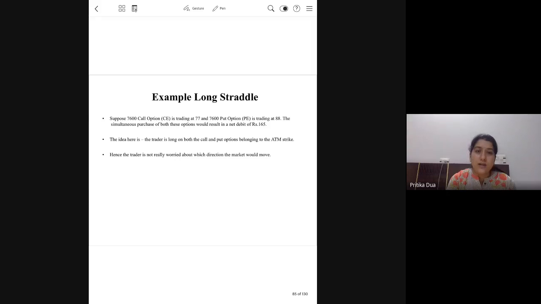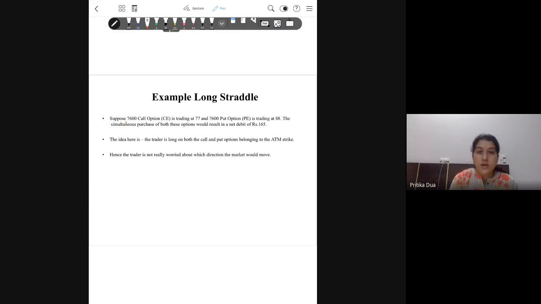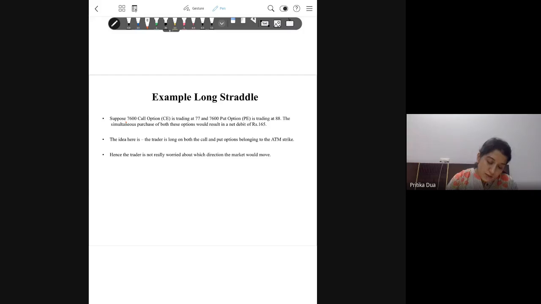So let's start with an example. Long straddle is when you are purchasing both the call option and the put option on the same share. Okay, so in this case, the 7600 call option, so the exercise price of the call option contract is 7600, while that of the put option contract is also 7600. Both have the same expiry date.